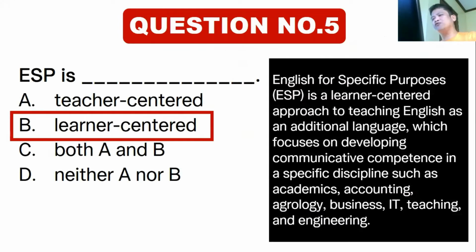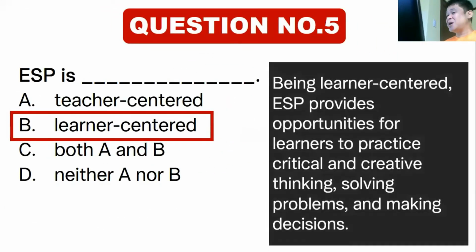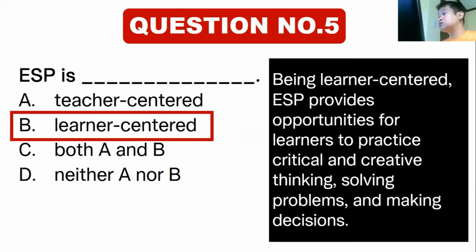ESP, or English for Specific Purposes, is a learner-centered approach to teaching English as an additional language, which focuses on developing communicative competence in a specific discipline, such as academics, accounting, agrology, business, IT, or information technology, teaching, and engineering. Being learner-centered, ESP provides opportunities for learners to practice critical and creative thinking, solving problems, and making decisions.